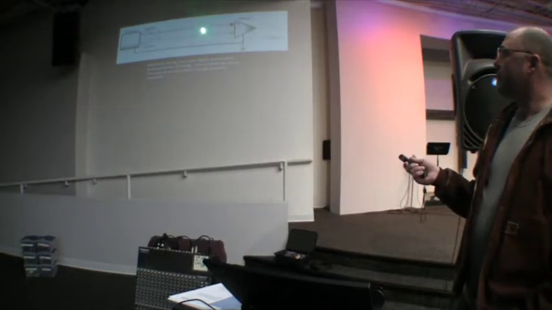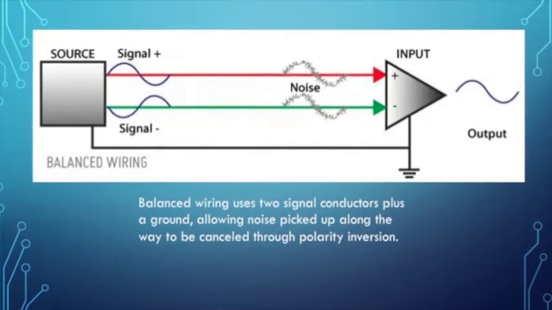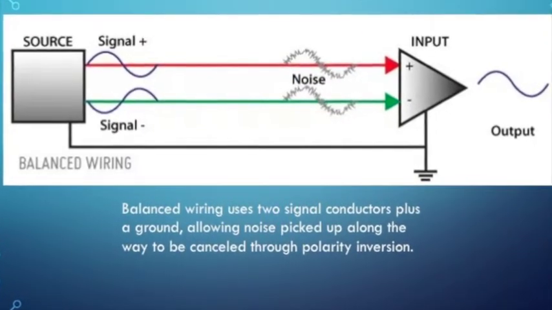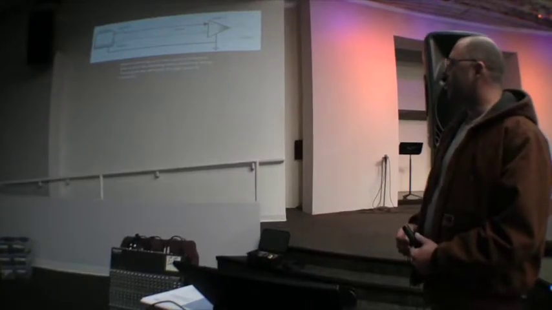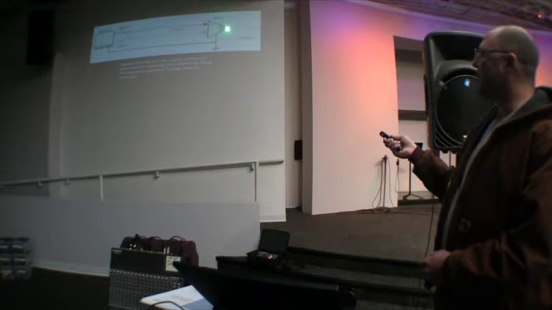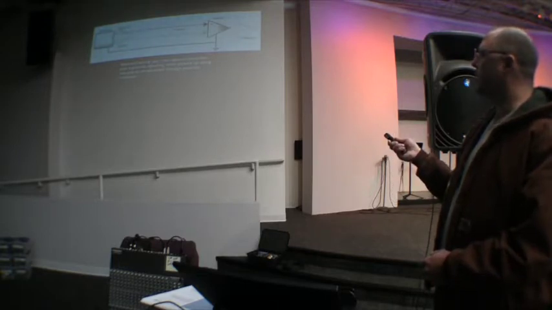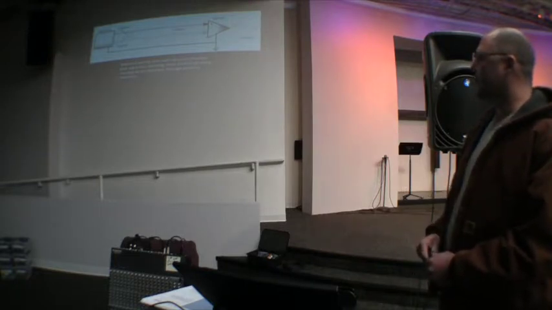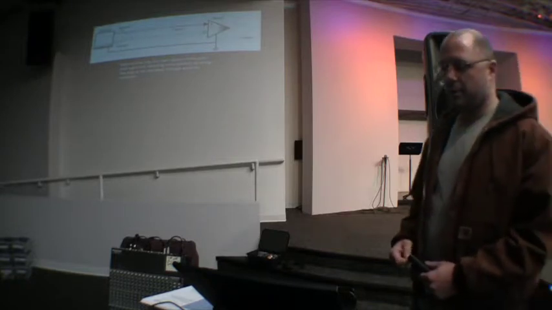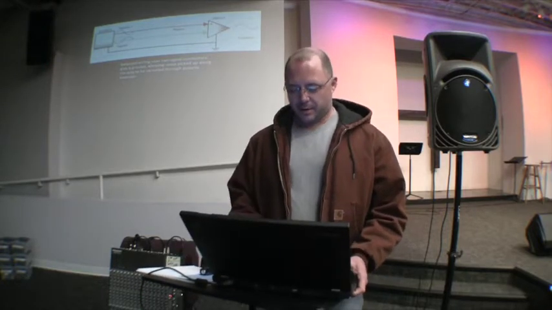And then you have noise, which is in the same polarity on both cables, or both wires. And then the output, which after it is flipped again, is just pure output without noise in a perfect world. So as that's being sent down the cable, it's still going to pick up noise. But since we flip it again at the other end and we add the two copies of the original signal back to each other, the output is a pure signal. So balanced wiring uses two signal conductors plus the ground, allowing noise picked up along the way to be canceled through polarity inversion. Critical concept to understand in pro audio gear.